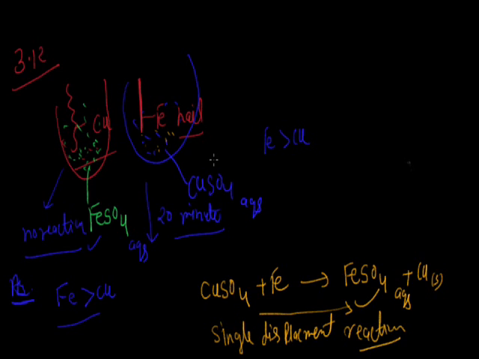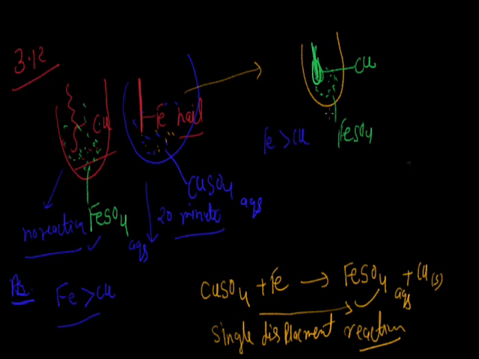Initially the copper sulfate is blue in color, but after 20 minutes the solution forms FeSO4, which is light green in color, in place of the blue copper sulfate. And the iron nail has a deposition of brown colored copper. So here is the deposition of copper on the iron nail, and this solution has FeSO4.